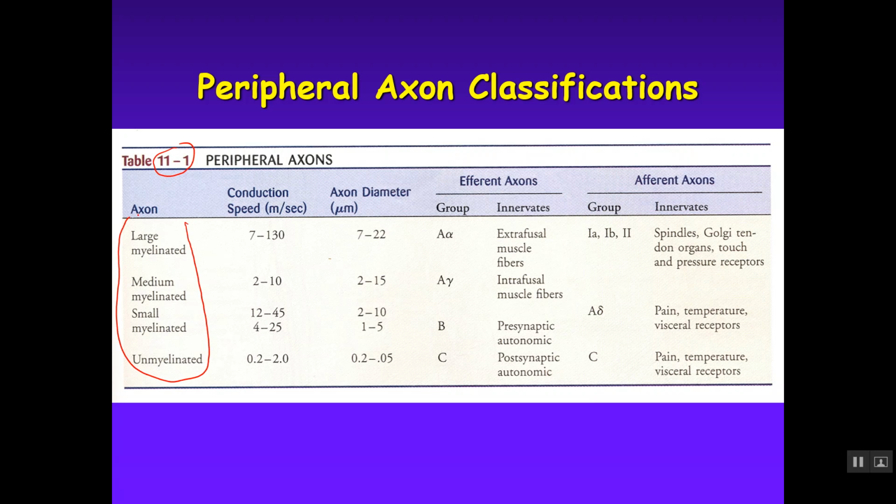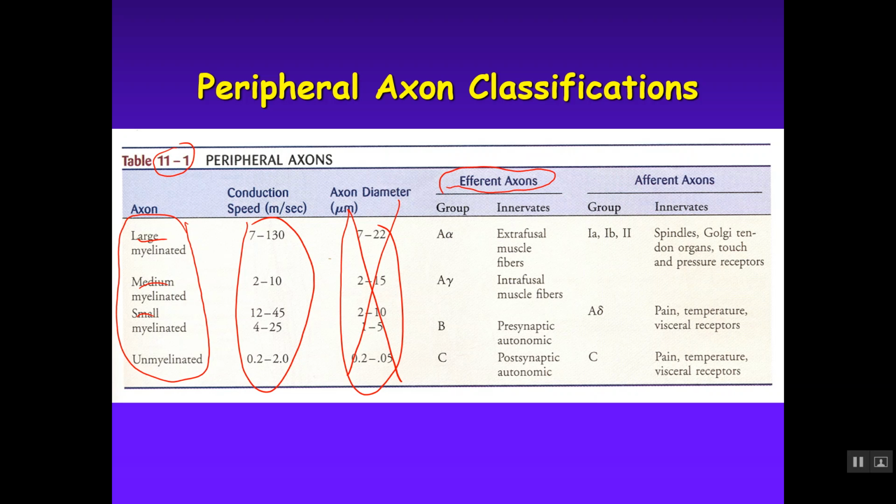this is the axon, describing it anatomically, what it looks like. It's larger myelinated or medium myelinated, small myelinated or unmyelinated. Its typical conduction speeds, its diameter. You don't need to know exact diameters. You just need to know one's larger than, more large, medium, small. Don't need to know the exact diameters. For efferent axons, okay, these are the classifications for efferent axons.